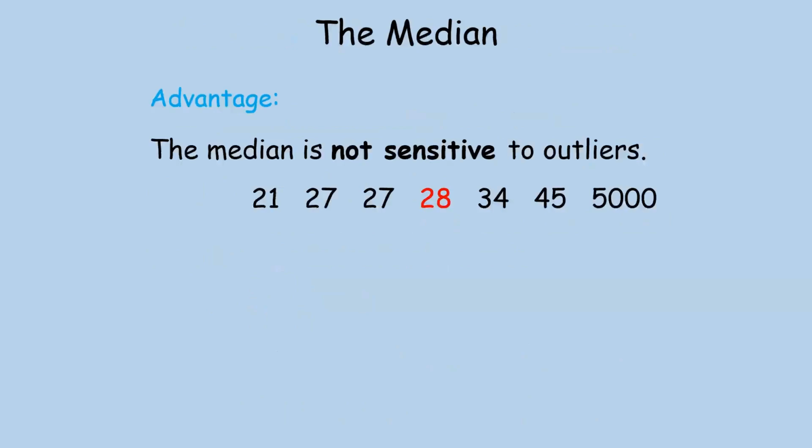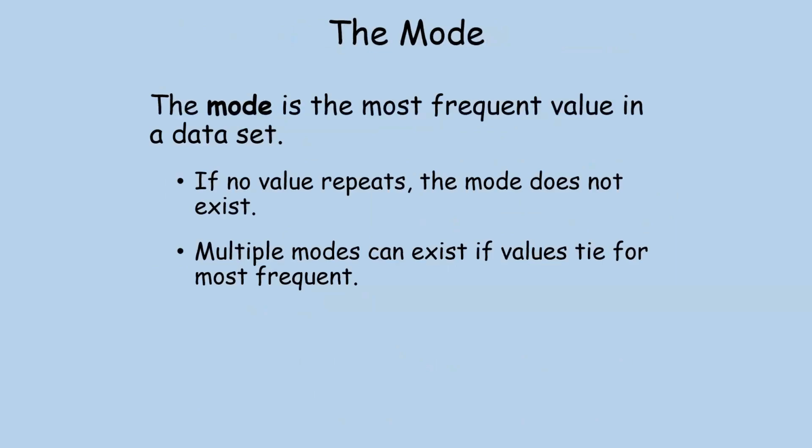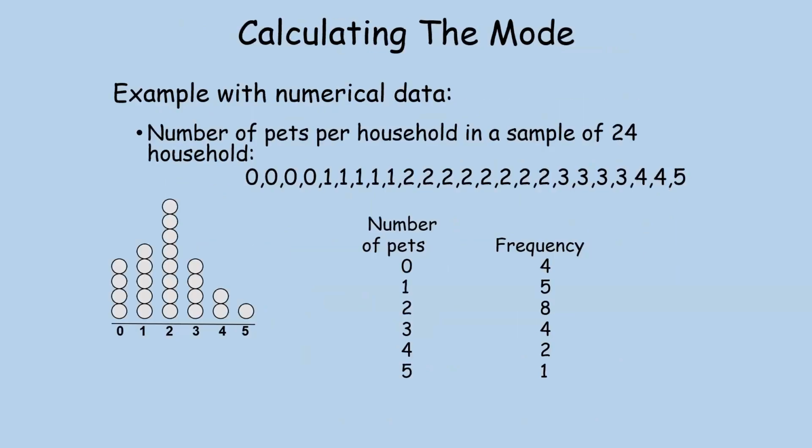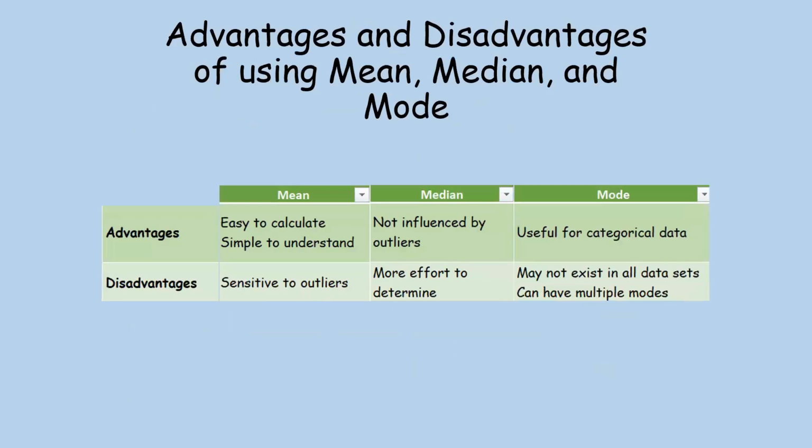Advantages of the median: not affected by outliers, ideal for skewed data. The mode. The mode is the most frequently occurring value in a dataset. It's especially useful for categorical data. For example, in a sample of households with the number of pets, the mode is 2 because it occurs most often. Advantages and disadvantages. Advantages: useful for categorical data. Disadvantages: a dataset may have no mode or multiple modes.